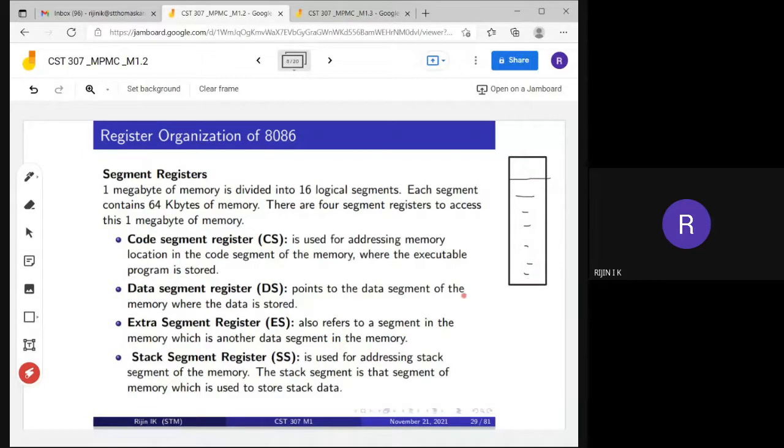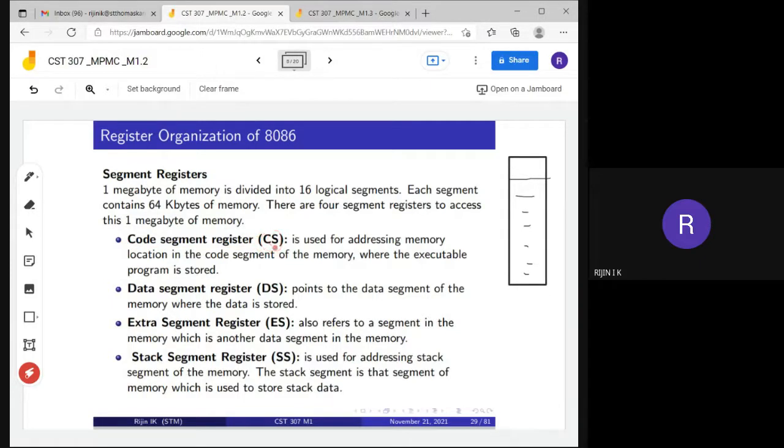So these are the 4 segment registers: the code segment register, data segment register, extra segment register, and the stack segment register. These 4 segment registers are used to access the entire 1 MB memory. Now we can see what each of them is. First one is the code segment register, which we call CS.